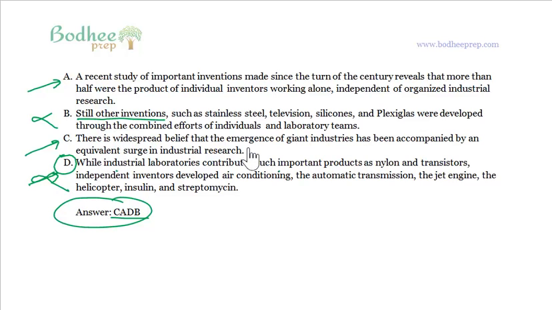There is widespread belief that the emergence of giant industries has been accompanied by an equivalent surge in industrial research. Now, look at this. This is a very broad idea. It says here there is widespread belief that the emergence of giant industries has been accompanied by an equivalent surge in industrial research. Right? Now, so you can start with C.